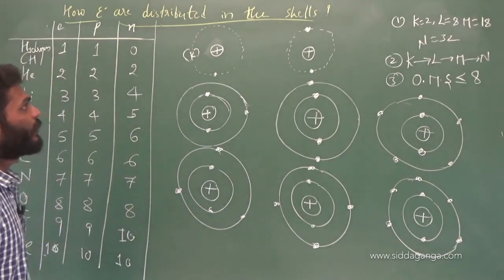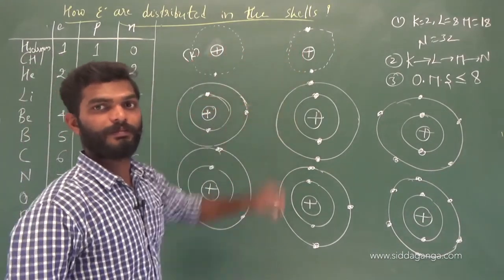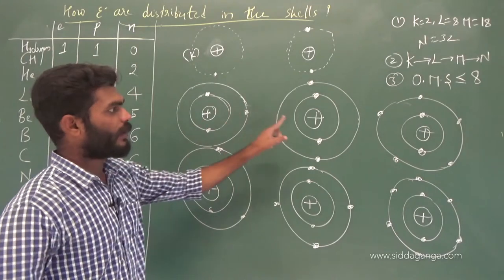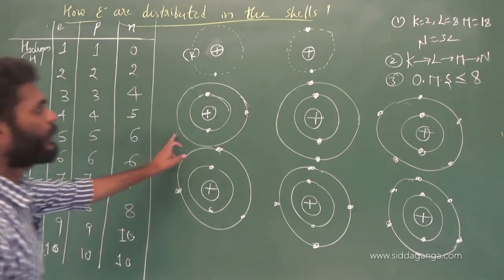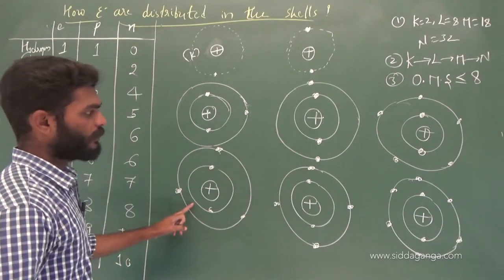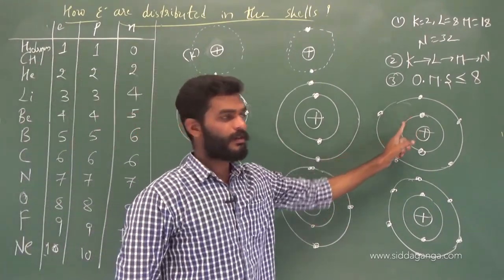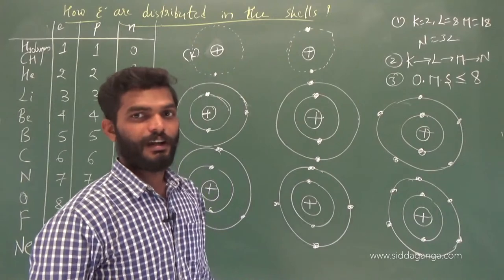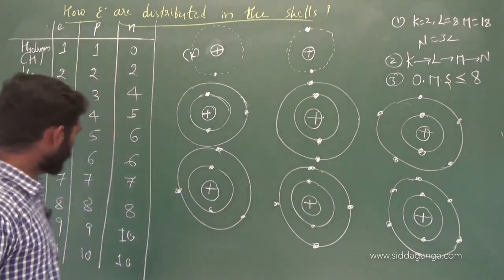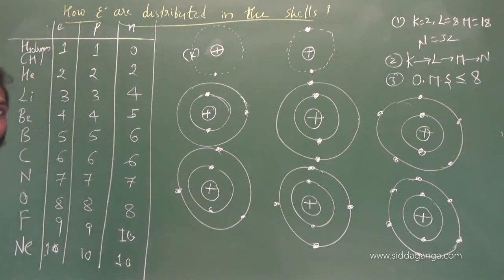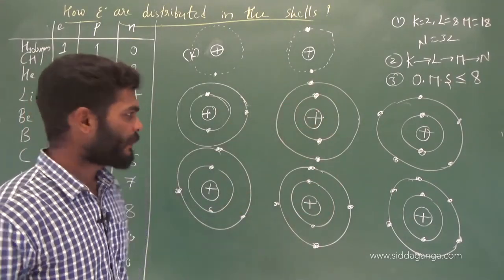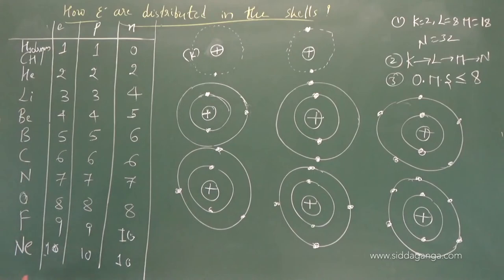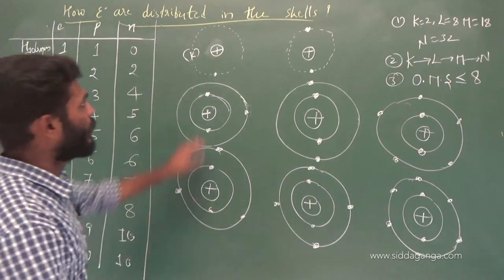Hydrogen, helium, lithium, beryllium, boron, carbon, nitrogen, oxygen. So this is how we can fill electrons in the given elements or atoms by using those three rules. Next, fluorine and neon.